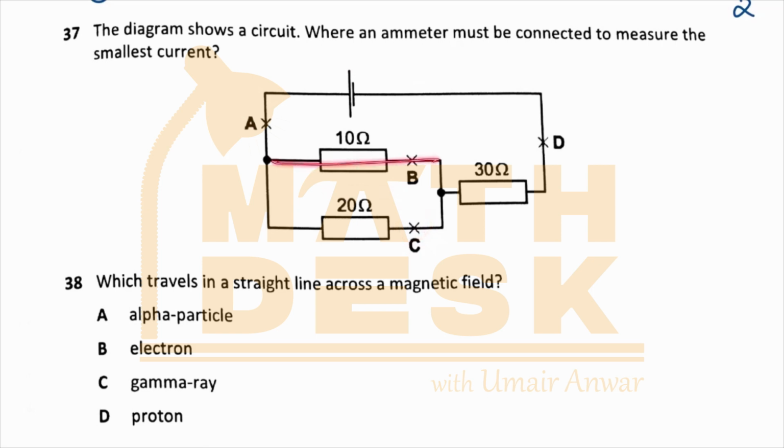Since these two resistances are in parallel, current would be divided, and the branch having least resistance would have the higher value of current, and the branch having larger resistance would have the lesser amount of current. If we connect the ammeter over here, again the total current would be measured. So the smallest current would be flowing through this 20 ohm resistor, and the ammeter should be connected across C over here for this part.